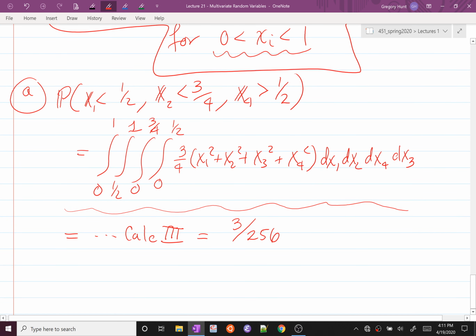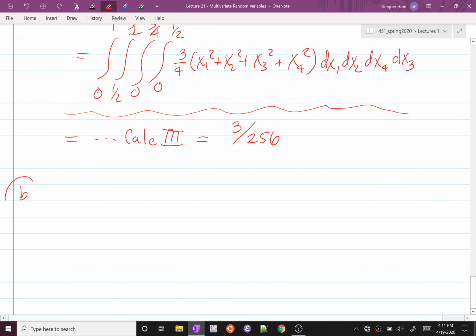But this is how our joint PDF is useful. You can calculate probabilities by integrating it over the proper area. In the univariate case, you'd integrate over the section of the real line you want to find the probability of. In the bivariate case, you'd integrate over the plane, and in this case, we're integrating over a 4-dimensional space.